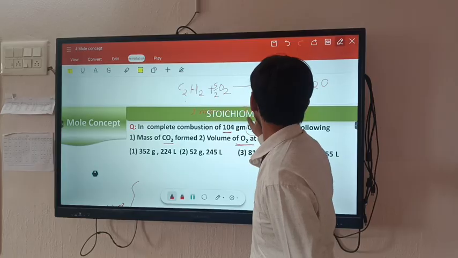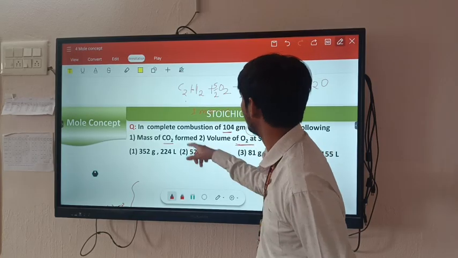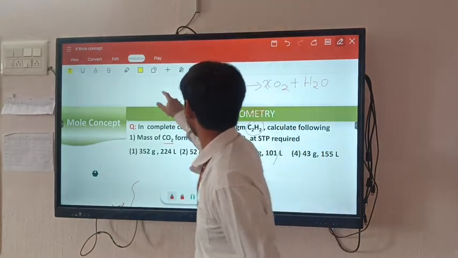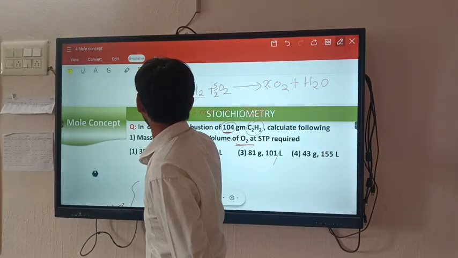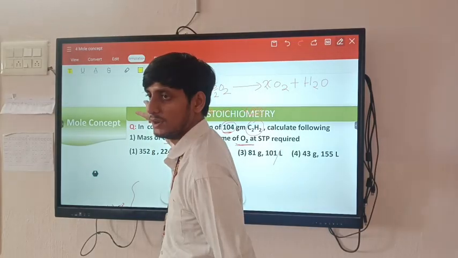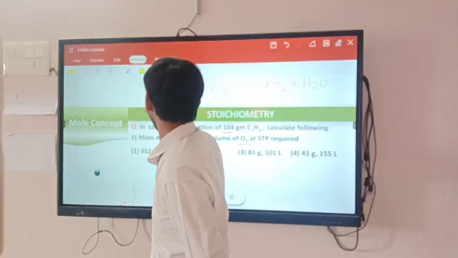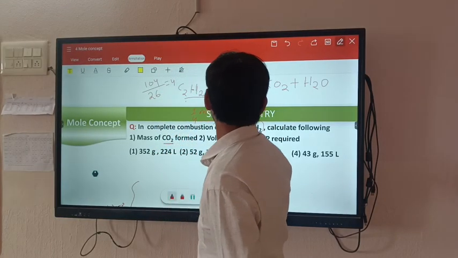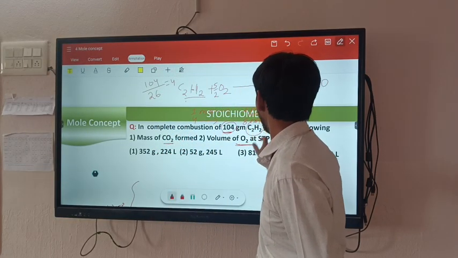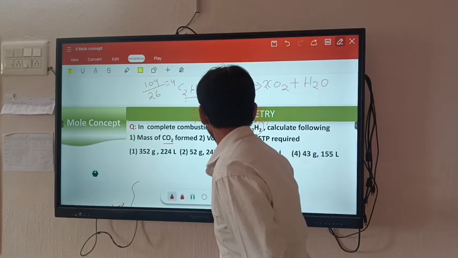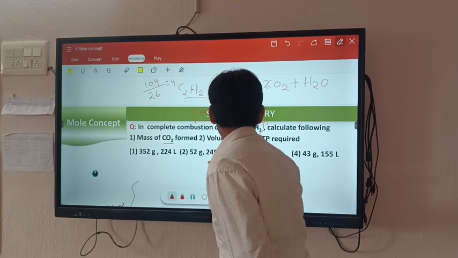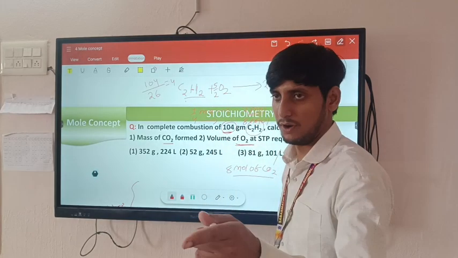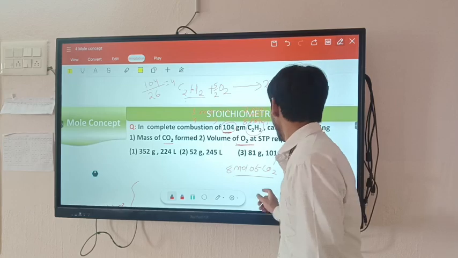Now you can find: 1 mole ethylene gives 2 mole CO2. Mole of ethylene is 104 divided by the molar mass of ethylene, 26. 26 means 4 mole. So 4 mole into 2 is 8 mole. So 8 mole of CO2 is formed.